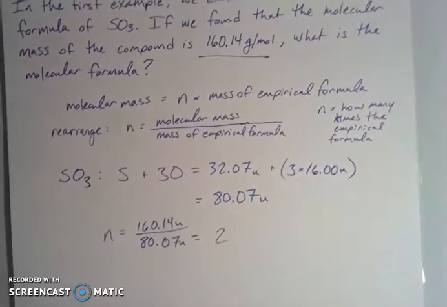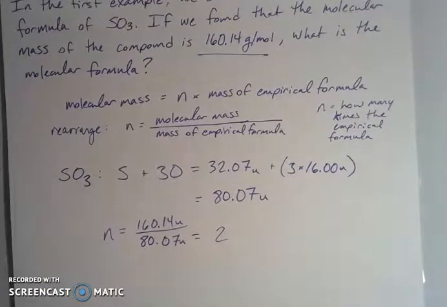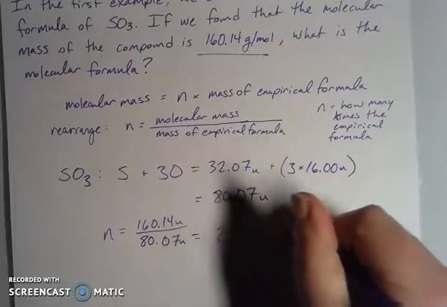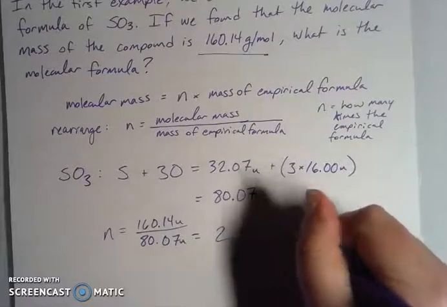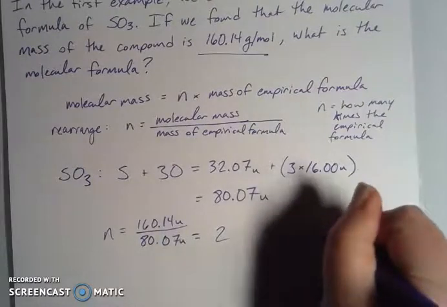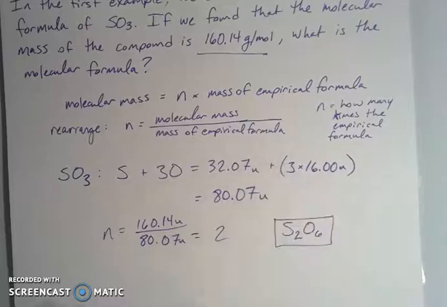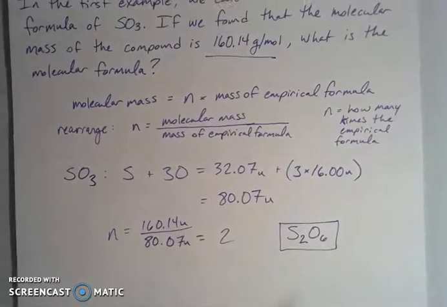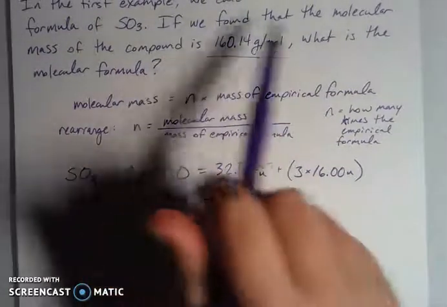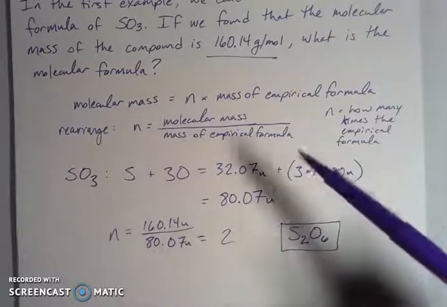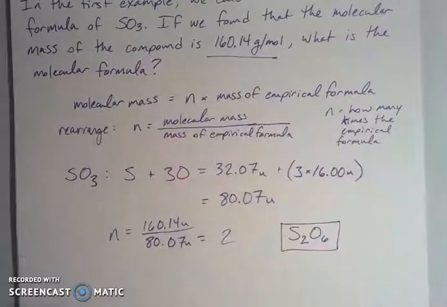So that n value is how many times I need to multiply this whole chemical formula. So that means that my molecular formula is S2O6, 2 times the empirical formula. And I figured that out because I was given, or I measured, or I found in some way, shape, or form the molecular mass of this thing, the molar mass or the molecular mass. Again, whether or not we're talking about 1 or 1 mole of those things. So that's the relationship between empirical formulas and molecular formulas.